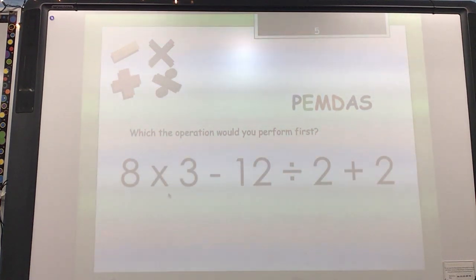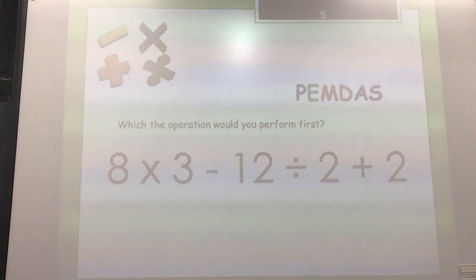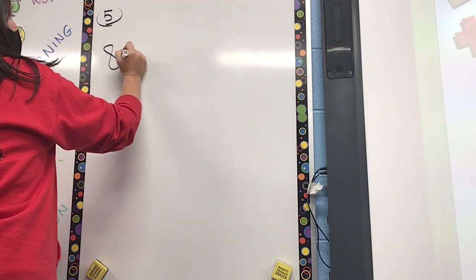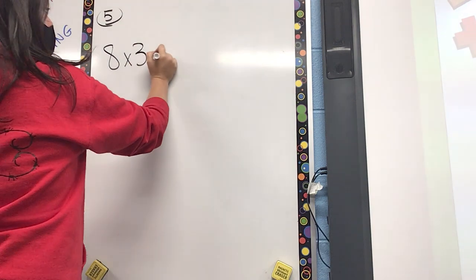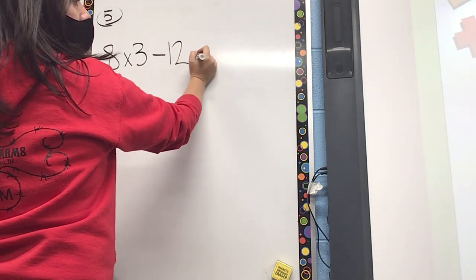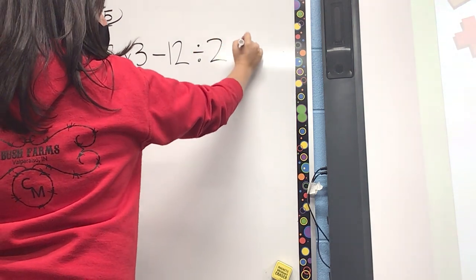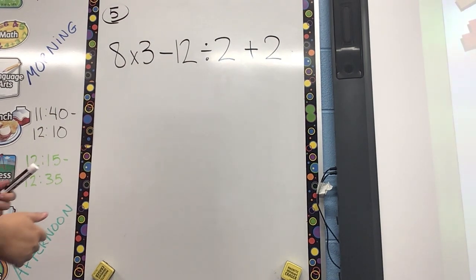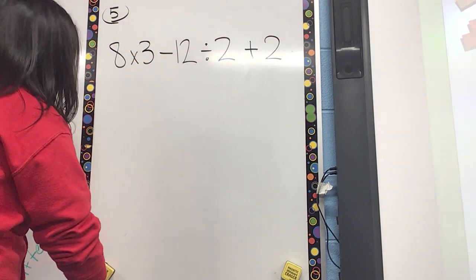All right, number 5. 8 times 3 minus 12 divided by 12 plus 2. Lots of easy computation. I know you know those math facts, but we have to make sure they're in the right order. This is number 5. I'm going to write it on the board too. Slide with me. Make sure you are neat when you are writing because you don't want to accidentally mistake a division sign for an addition sign. Make sure you can read your handwriting good.